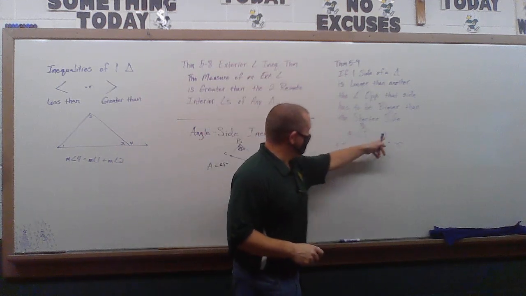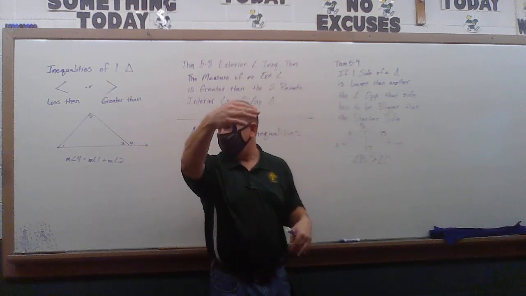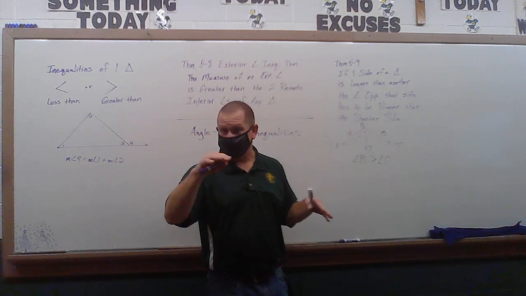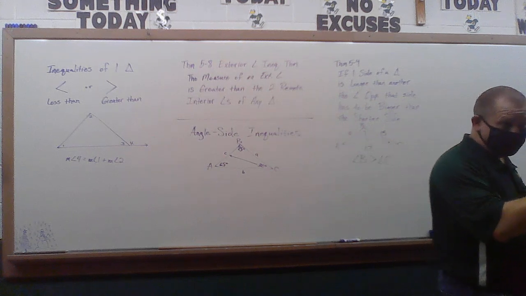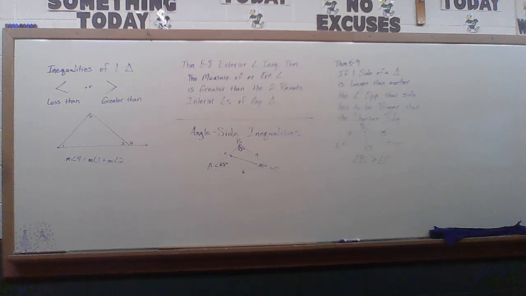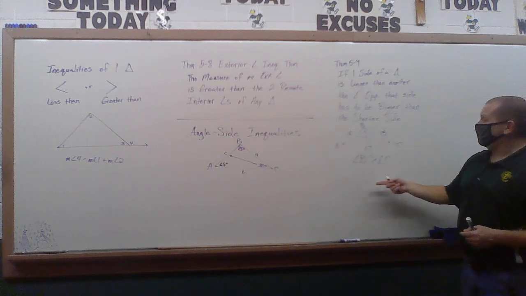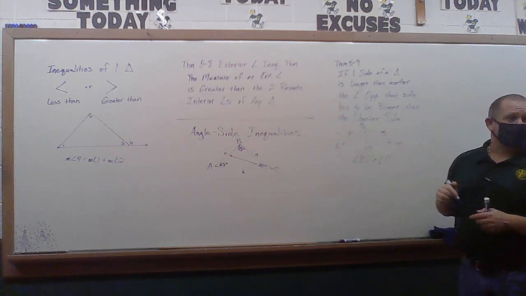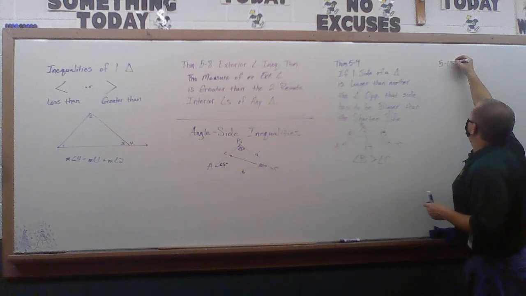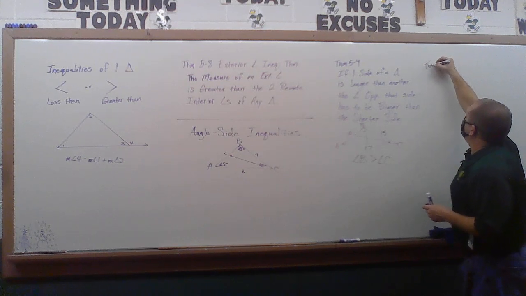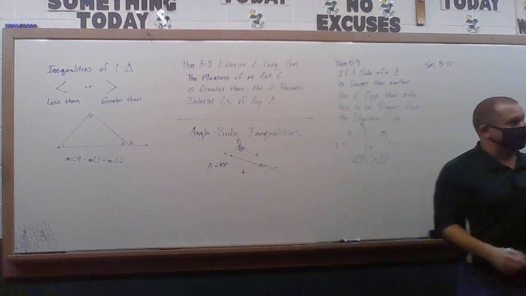So you can look at the lengths, and the angles opposite of them would go in the same order. So they might ask you to list the angles from least to greatest, or greatest to least. And then you would just put them down. Okay, so 5.9, you're given the sides, and you're going to talk about the angles. Theorem 5.10 is basically what I drew out over here first.